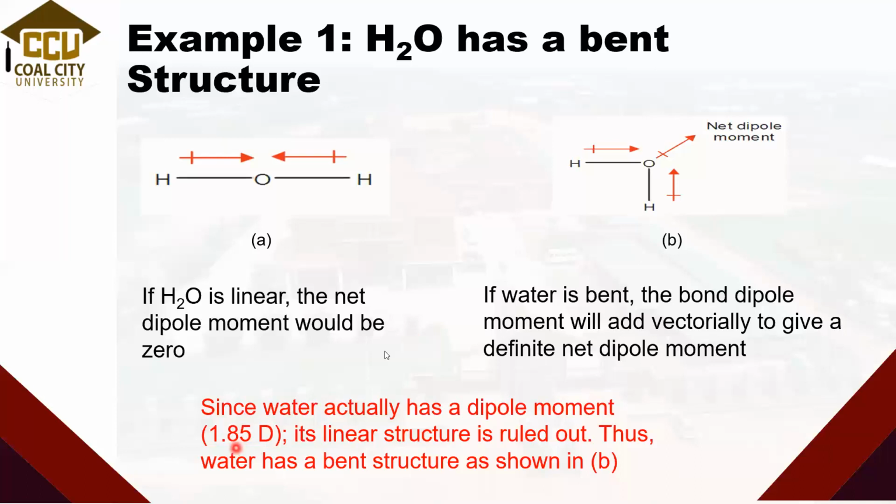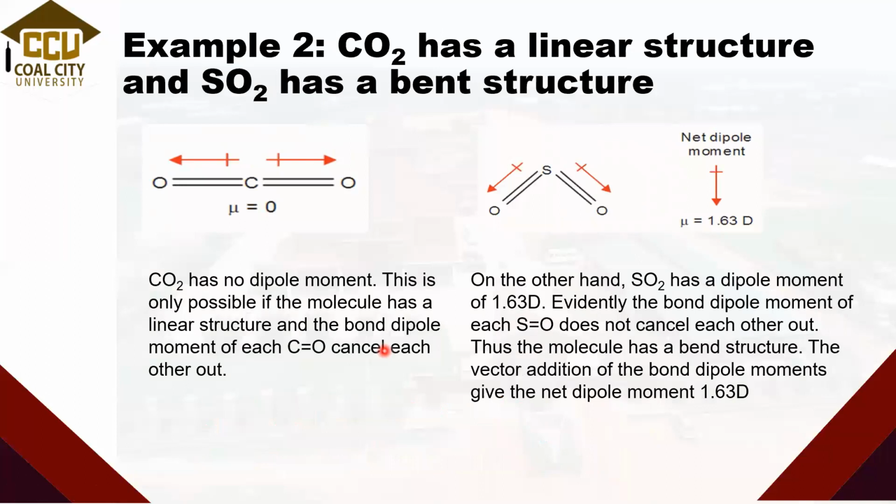Okay, let's see another example. If we have CO2 and SO2, CO2 has a linear structure while SO2 has a bent structure. I told you already earlier that CO2 has a linear structure. But in the case of SO2, SO2 has a bent structure. So how do we justify this? As with water, I could have asked you to justify the shape of CO2. Will the shape of CO2 be bent or linear? How do I justify it?